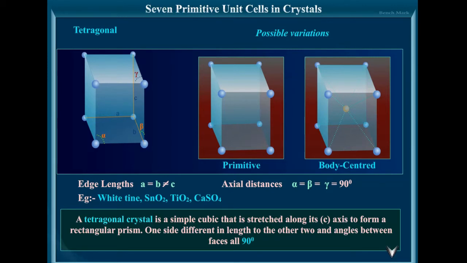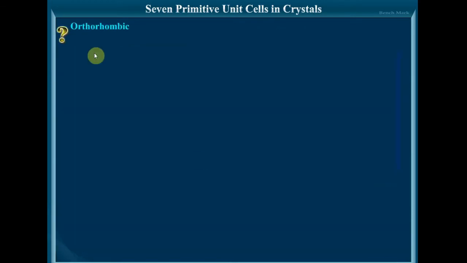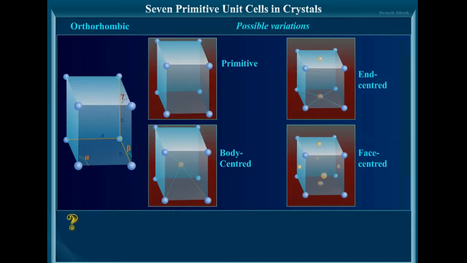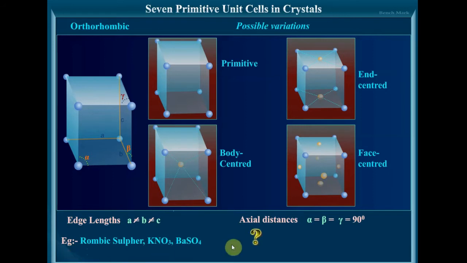Next type is the orthorhombic. In orthorhombic, A is not equal to B, B is not equal to C, and the angles are all 90 degree. Alpha is equal to beta is equal to gamma is equal to 90 degree. There are 4 types actually here: primitive, body centered, face centered, and end centered. As I had mentioned earlier, edge length is given, the axial angle is given. Examples: rhombic sulfur, potassium nitrate, barium sulfate, etc.